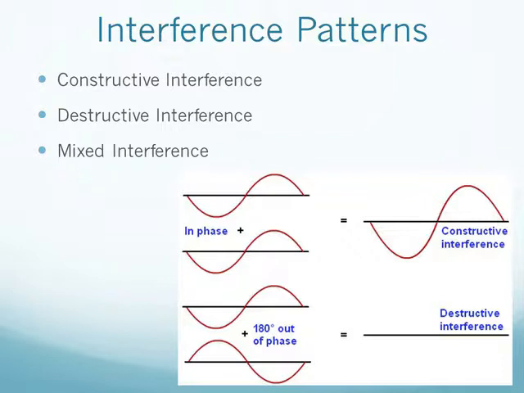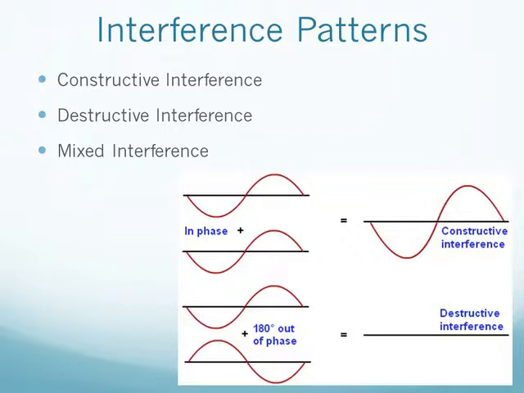Then you can have destructive interference, where the crest of one wave meets the trough of another wave. When this happens, the resulting wave is canceled, and you essentially destroy the wave. So you get no wave whatsoever. This is what happens when you wear noise-canceling headphones. The headphone sends out an opposing sound wave that cancels the noises that are coming in from the outside.